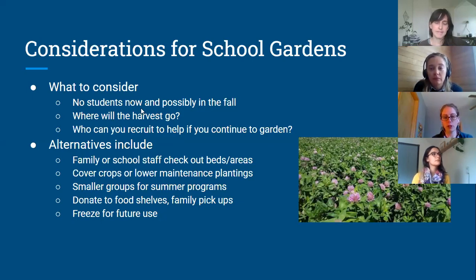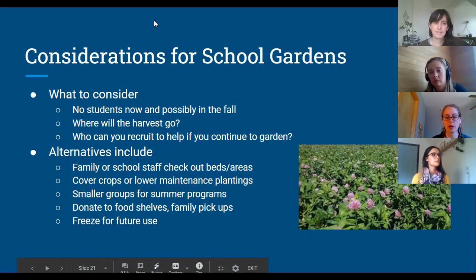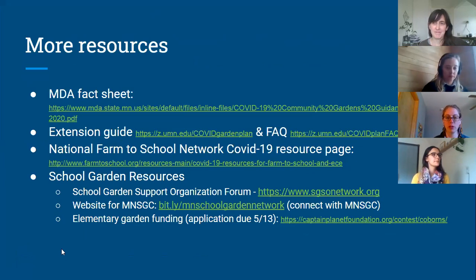And for the produce, donating to a food shelf, maybe families would be wanting to pick up some of the produce that you have and you could have pickup times for that, and also freeze it for future use. So like beans and things, if you have the ability to blanch vegetables, or if you have berries and different things that you can freeze for when school is back to normal, kind of. So those are some of the different considerations for specifically school gardens.